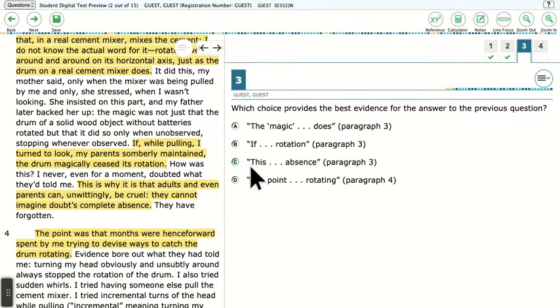The third option, C, this is why it is that adults and even parents can unwittingly be cruel. They cannot imagine doubt's complete absence. And then D, the point was that months were henceforward spent by me trying to devise ways to catch the drum rotating. The correct answer here is going to be D.